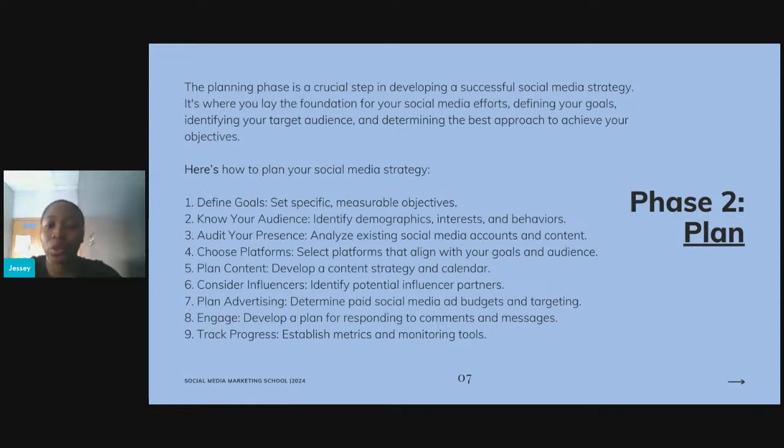And then you want to plan your advertising. You want to determine paid social media and ad budgets and targeting, right? You want to know when you run ads, you should have a budget for that. And you want to engage, develop a plan for responding to comments and messages. Engagement is very, very important in social media, right? So we have to always engage with our customers, let them know that we care about them, right? And then track progress. How do you track progress? By establishing metrics and monitoring tools. Some of these platforms too can help you track your progress. So this is phase two, the planning phase, where you have to do all of this to get started.